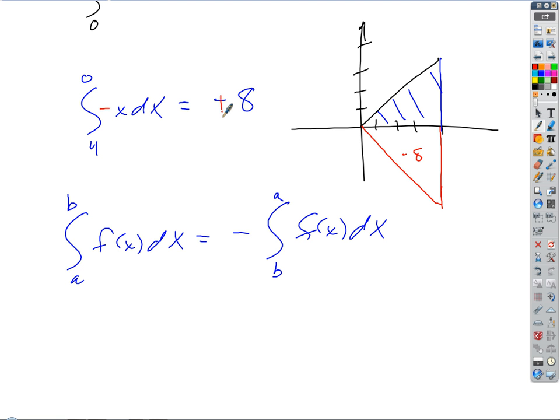If I do the antiderivative of this, what's the antiderivative of negative x? Well, just negative x squared over 2, right? So we would end up getting negative 1/2 times x squared evaluated from 4 to 0. So that's negative 1/2 times 0 minus 16, right? Negative 1/2 times negative 16 is positive 8, right? It works out that way. But it's just something to keep in mind.